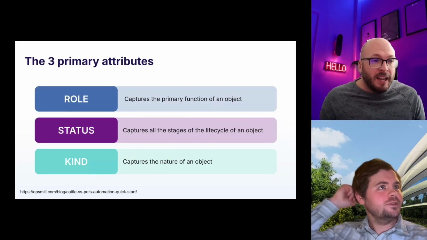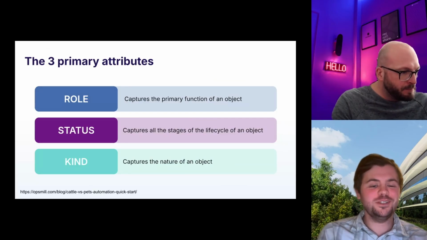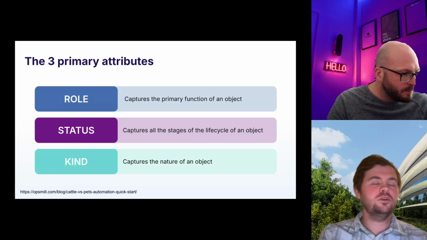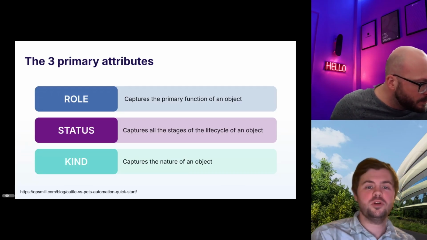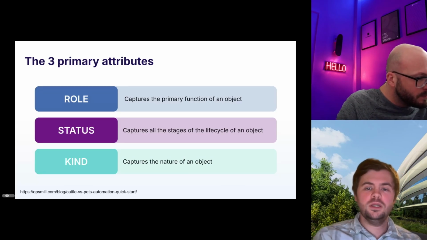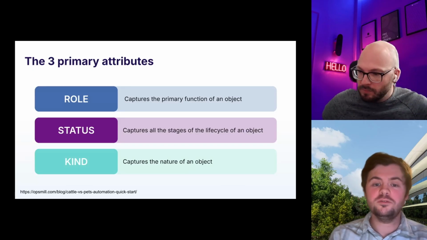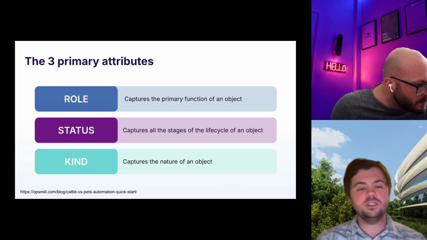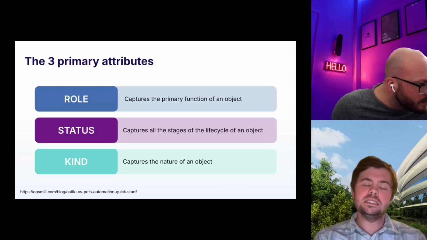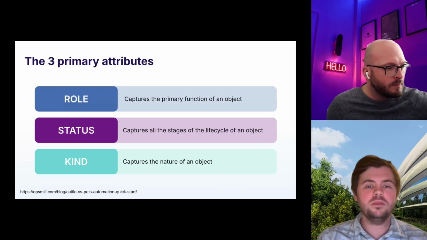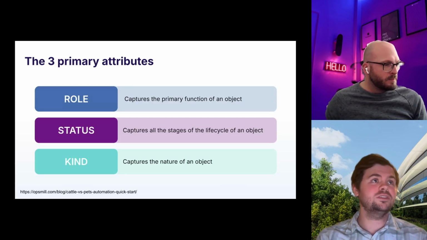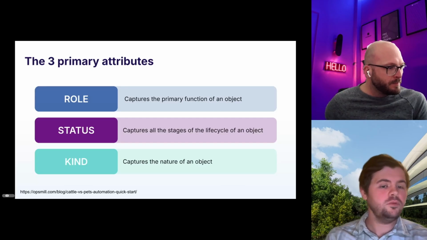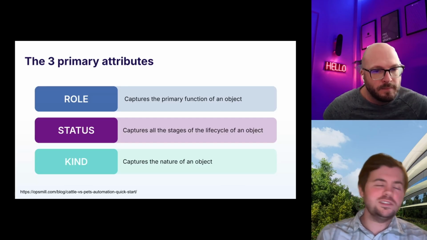Awesome. Yeah, I was going to say, if anyone's ever seen a talk from Damien at AutoCon or attended one of our workshops, we talk about these three primary attributes: role, which captures the primary function of an object; status, which captures all the stages of lifecycle, whether it's active, decommissioned, etc.; and the kind. And this is inherent with Infrahub because every node is a kind. So we have that inherently in Infrahub. We just needed to add role and status to things.